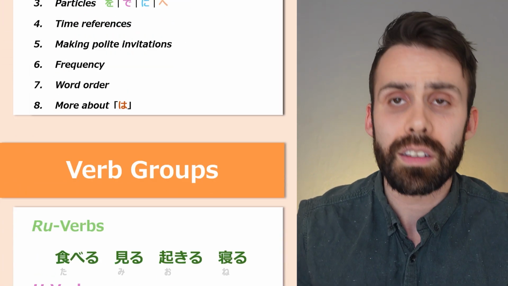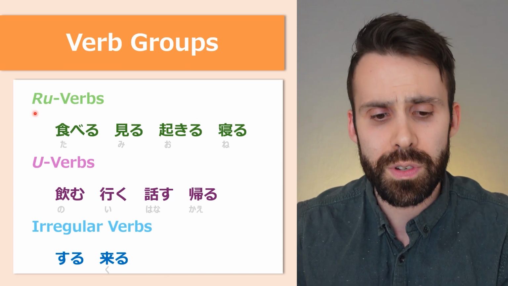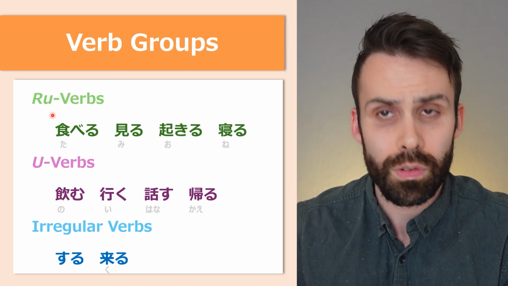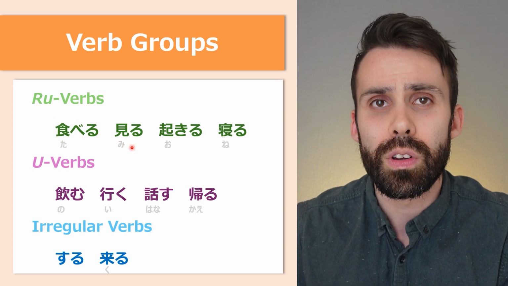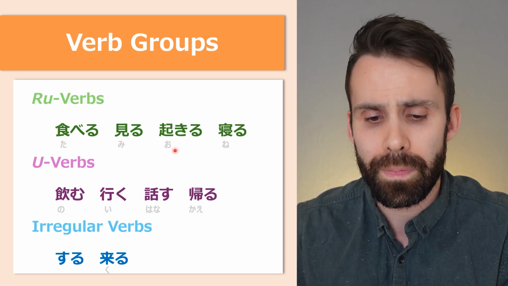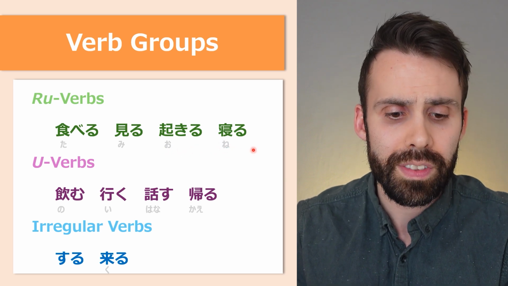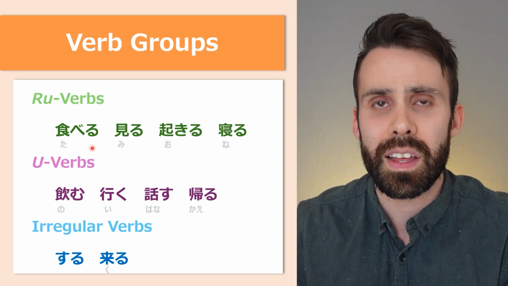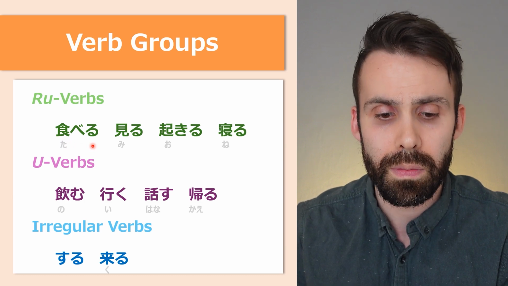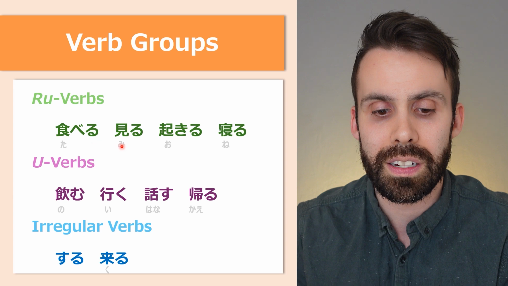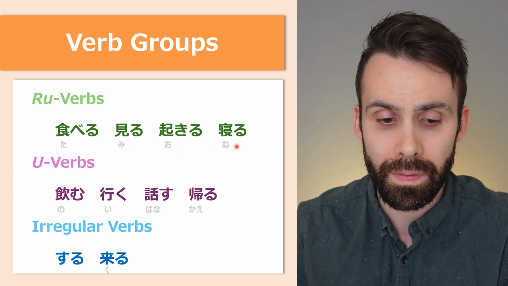So, like I said, there are 3 different categories of verbs in Japanese. We have ru verbs, like taberu, to eat, miru, to see, to watch, okiru, to get up, neru, to sleep. And you can see that all of these verbs, what they have in common is that they end with the hiragana for ru. So, taberu, miru, okiru, neru. And they all conjugate in the same way.